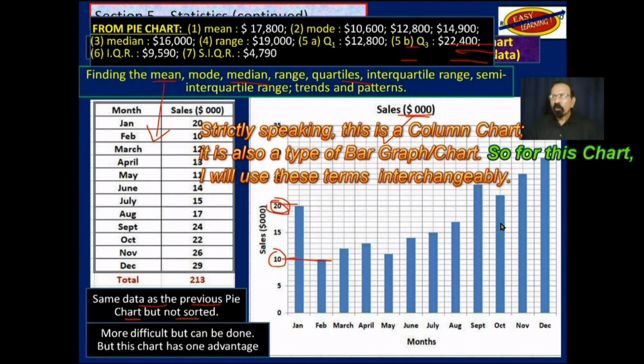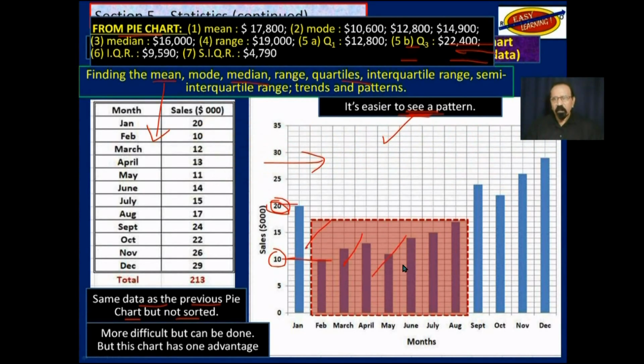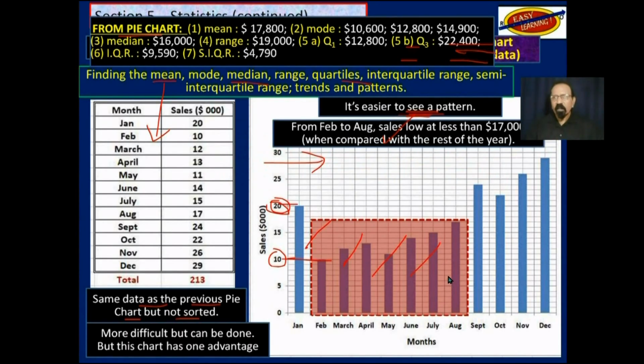As we go along, we will compare our answers from this bar graph with the pie chart that we just did previously. Remember, we are using the same data. However, from this bar graph, it is easier to see a pattern. For example, in this red box here, you can see that from February to August, the sales were low at less than 17,000 when compared with the rest of the year. You can clearly see that. You couldn't have seen that clearly from the pie chart because the months were mixed up.